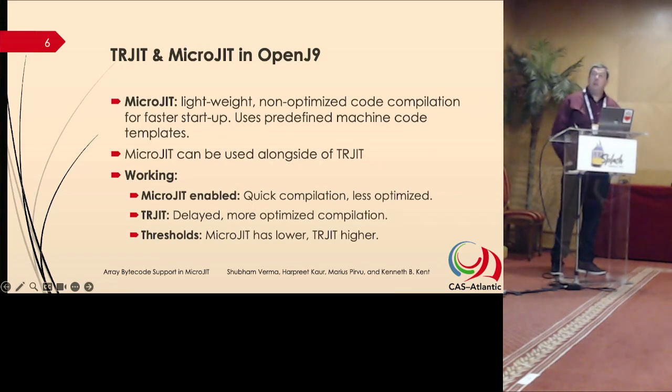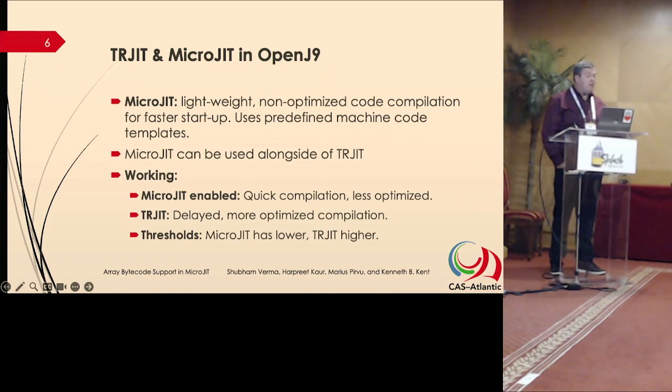So TRJIT and MicroJIT and OpenJ9. MicroJIT we previously presented at another conference. It's a lightweight, non-optimized code compiler for fast startup, and the way in which it works is essentially just template-based compilation. So for each of the bytecodes, it maintains a template. If it recognizes that all of the bytecodes within a method can be templated, then it will compile the method, and then it invokes the compiled method instead of the interpreted one.